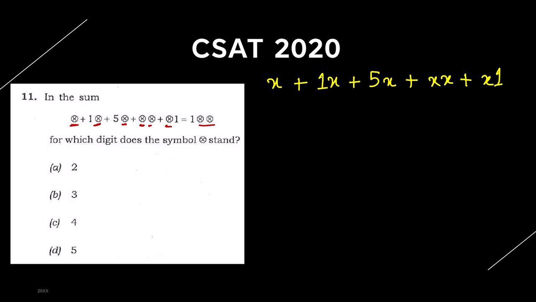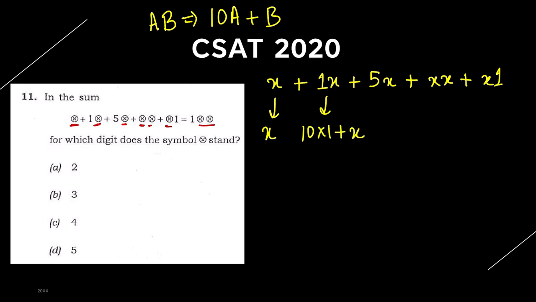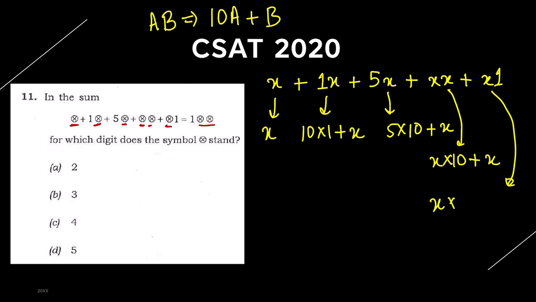Right? Now, to solve this question, this is not a simple question, if you don't know the concept of bifurcating a number. Did I not tell you in the last video, in the second question of this video, writing AB as 10A plus B? So, here what we are going to do: write 1x as 10 into 1 plus x, 5x as 10 into 5 plus x, xx as 10 into x plus x, and x1 as 10 into x plus 1. I hope this is clear.